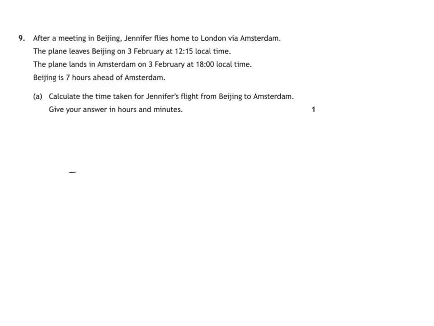When we're doing this, I like to think about it as kind of like a timeline of what's going on. So we have our start point, which is Beijing, and it is the 3rd of February at 12:15 Beijing time. The other end of my timeline is when we arrive, which is Amsterdam, which is also the 3rd of February, and it is 1800 local.